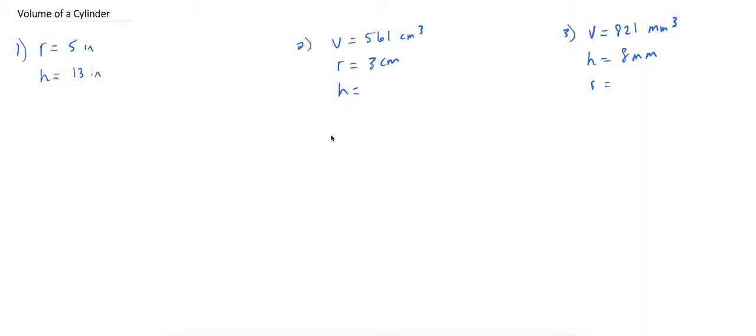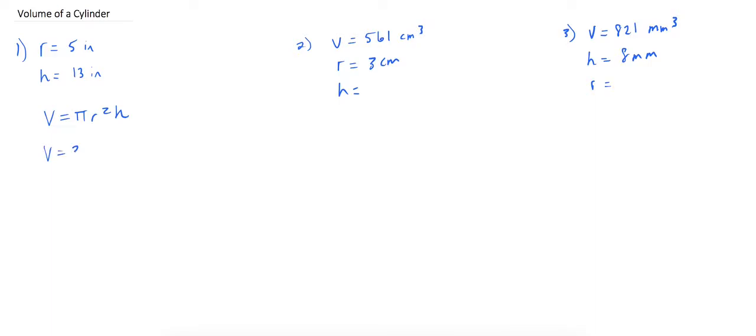So here we're going to find the volume of a cylinder. To find the volume of a cylinder, we're going to use this formula: volume equals pi r squared times the height. The only thing we have to do is plug in the information. For number one here, we know we have a radius of 5 inches and a height of 13 inches. So we fill in what we know.